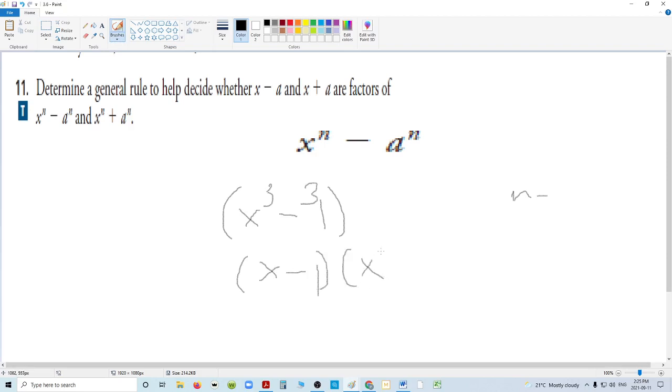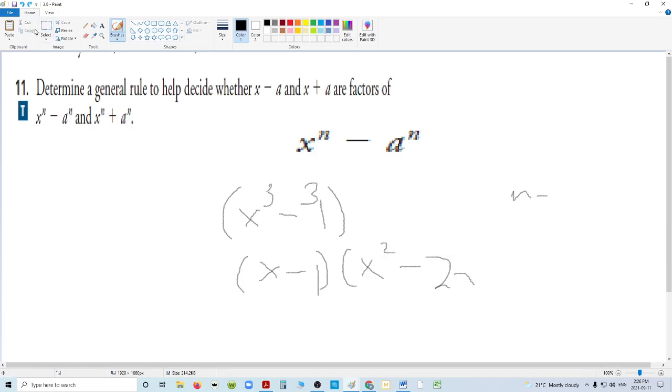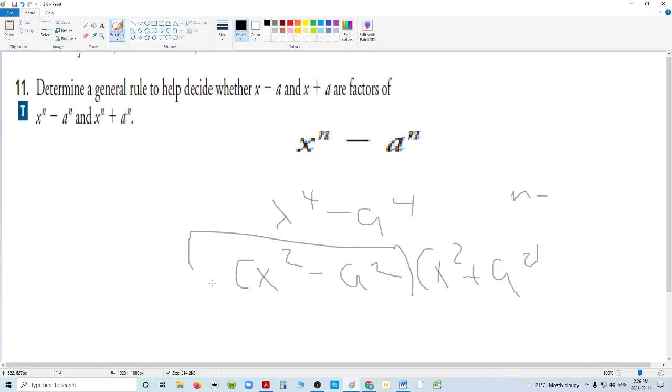It ends up being, I believe, x squared minus 2xa plus a squared? Look up your difference of cubes, but my point is, one of the other factors is not x plus a. And if we continue on to x to the 4, we discover that x to the 4 is no different than the difference of cubes. X to the 4 minus a to the 4 is the same as the difference of squares: x squared minus a squared times x squared plus a squared. And we quickly see the difference of squares again, x plus a, x minus a.